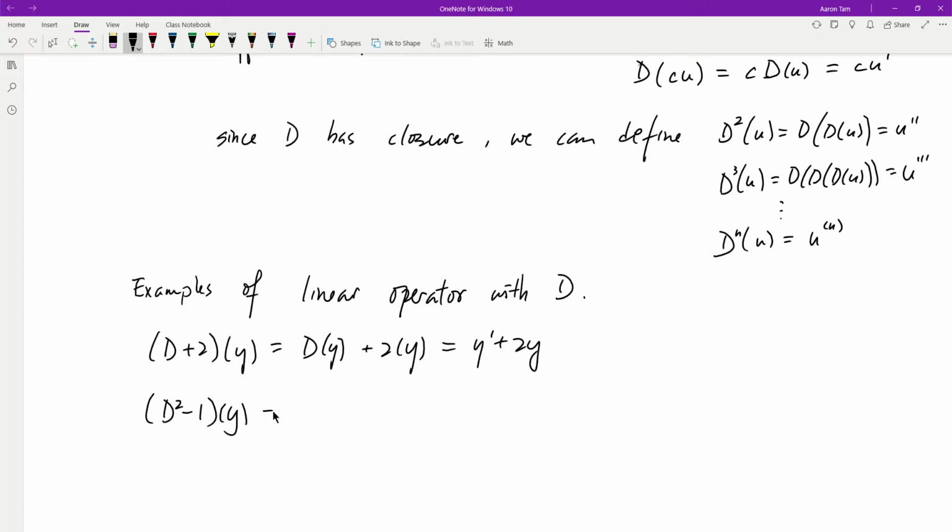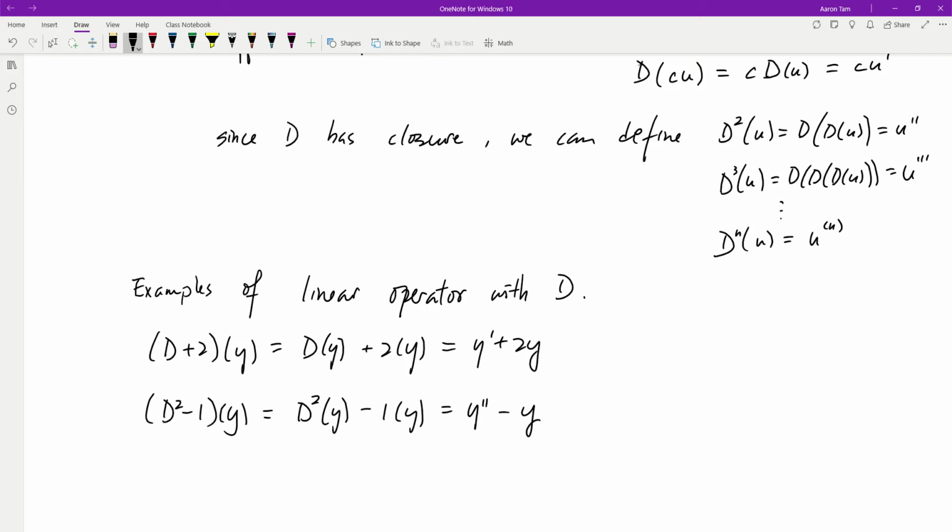And similarly, I can also do this. I can simply do d squared minus 1 of y. And that just becomes d squared of y minus 1 times y. Then that just becomes y double prime minus y. Okay.